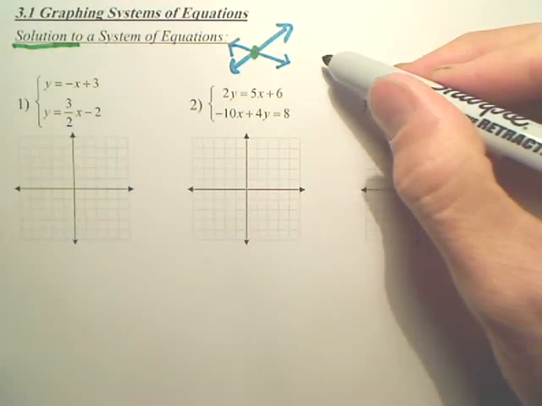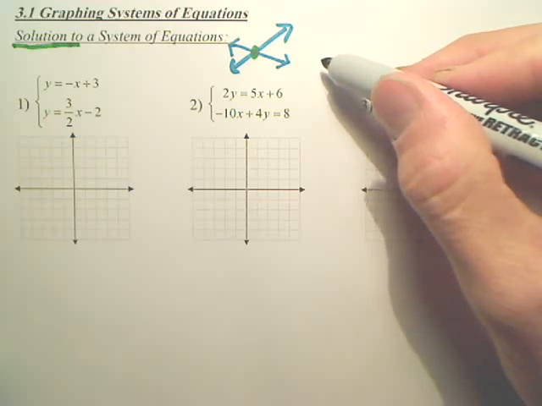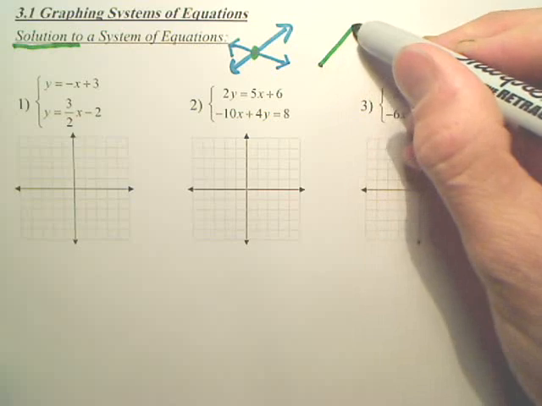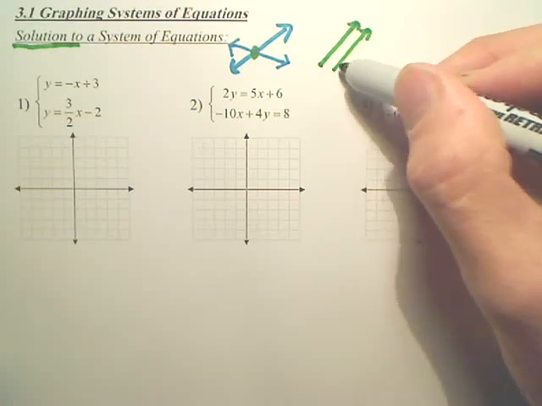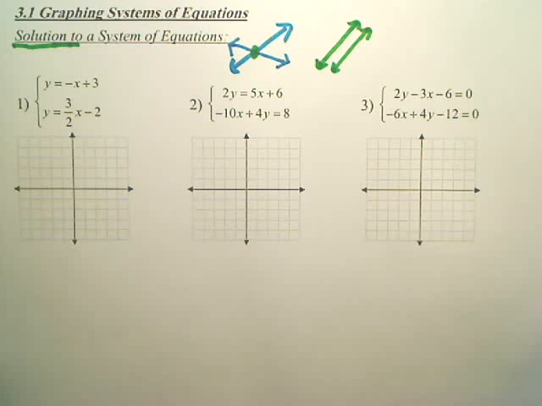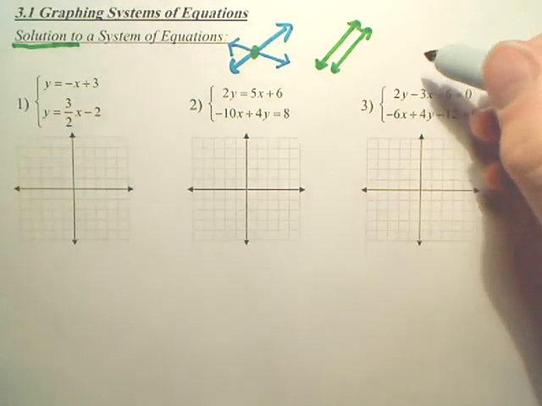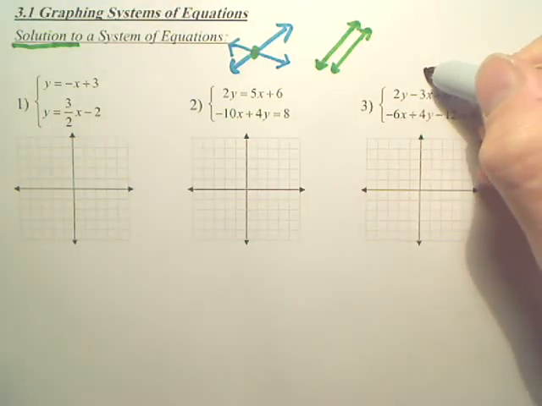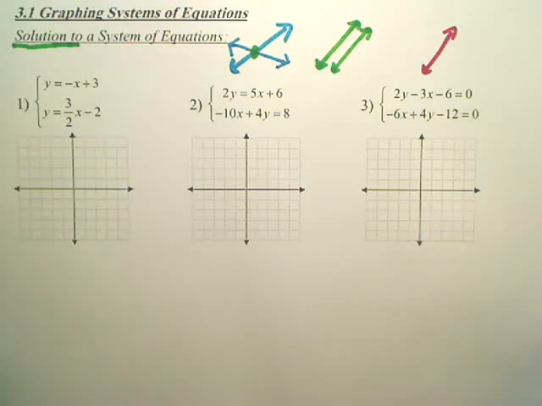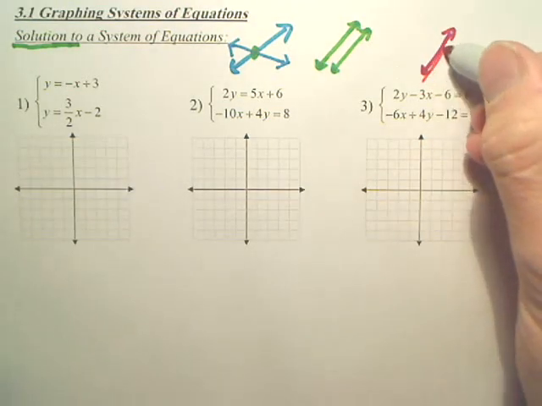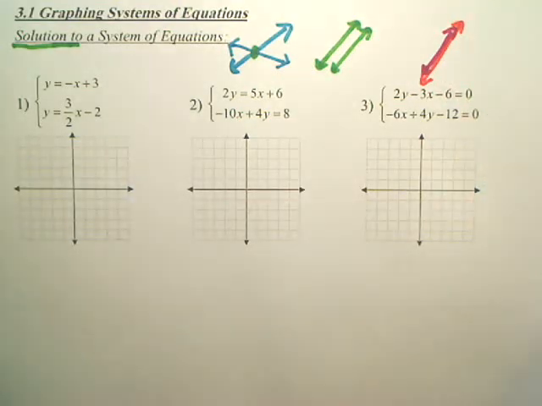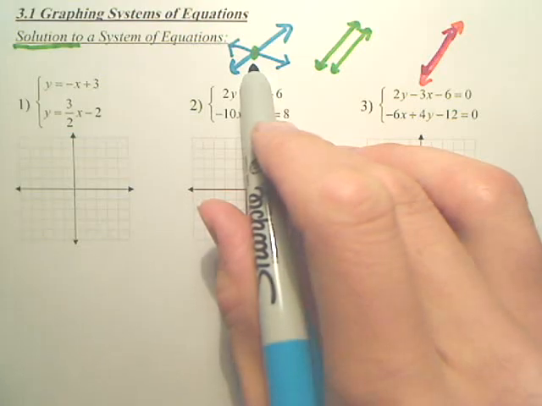Now, the problem is, do all lines cross? No. Sometimes you might have this scenario. That's called parallel. And sometimes you have this kind of weird situation where you have one and then the other one right on top of it, basically. I didn't draw it right on top so you can kind of see it. Sometimes you get a graph right on top of it. Basically the same graph.